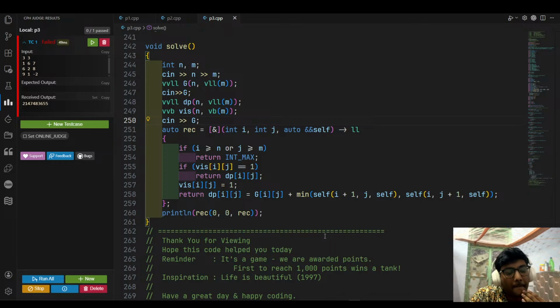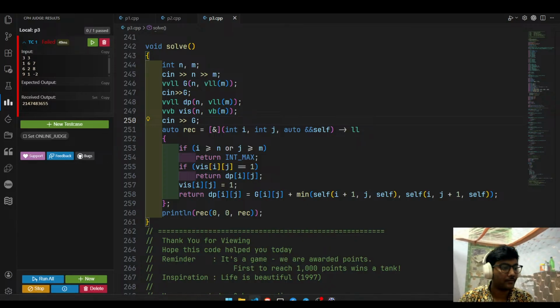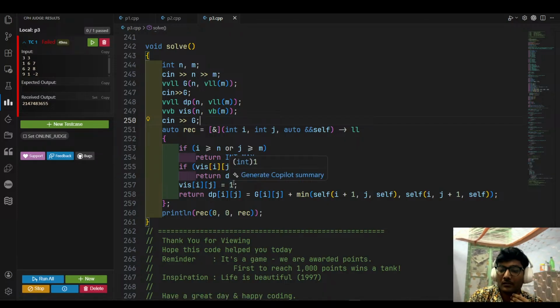Okay, let's think. We may have done some silly mistake. Here I have... let's think int max. If it is 1. I think I have not defined base cases, right?